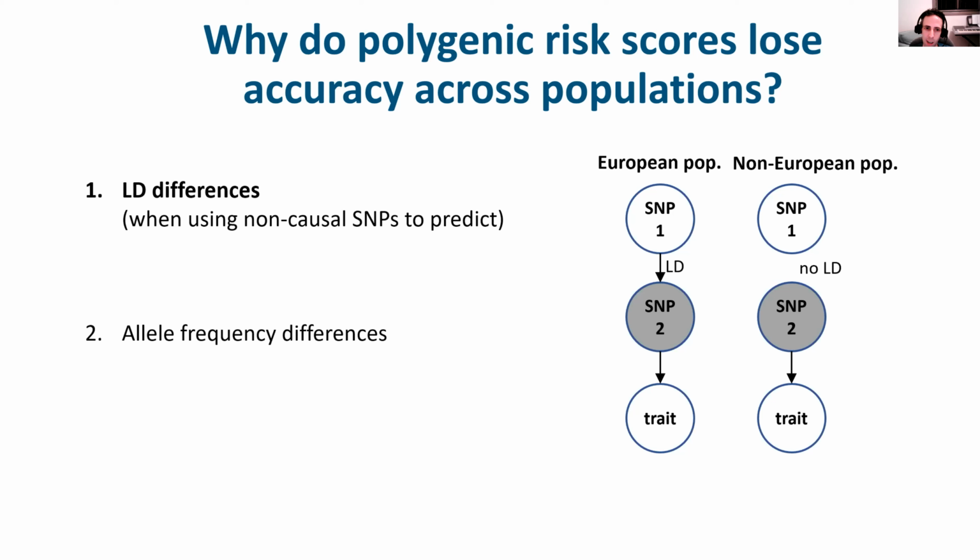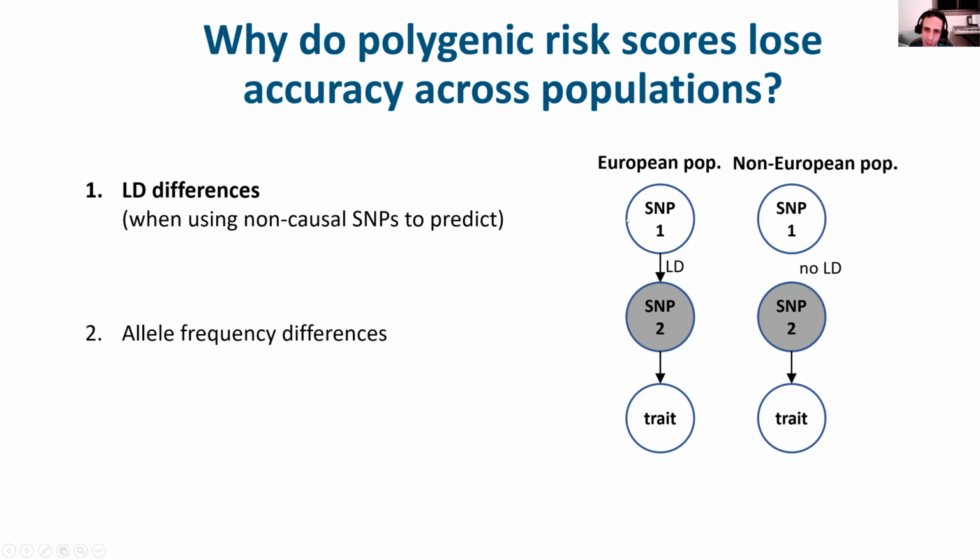So LD differences, of course, exist between populations. Different populations have different LD structures between SNPs, and LD differences can lead to big loss in accuracy when we use non-causal SNPs to predict. So here is an example. So let's say that we have two populations, a European and a non-European population. And let's say that we have these two SNPs, SNP1 and SNP2, and we have a trait that we want to predict. And let's say that we are using SNP1 to predict the trait. And SNP1, as you can see here, is in LD with SNP2 in the Europeans, but not in the non-Europeans.